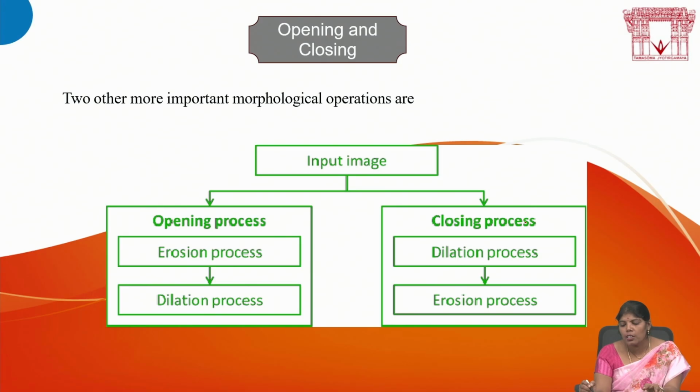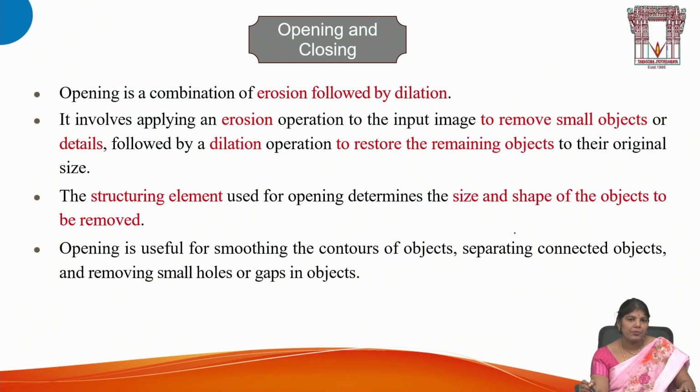For the closing process, first you have to apply the dilation process, then apply the erosion process. So what is the opening and closing? So what is the opening? As we have seen, opening is the combination of erosion followed by dilation. Erosion is nothing but, first you have to shrink the image, then enlarge the pixels.